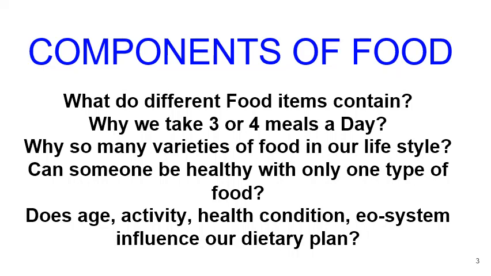This chapter is known as components of food. It deals with what different food items contain, why we take 3 or 4 meals a day, why so many varieties of food in our daily life, can someone be healthy with only one type of food, does age, activity, health condition, and the ecosystem influence our dietary plan. All these you may have to learn. Many of them are given in the book. Many of them we talk about. Some of them you have to learn on your own.